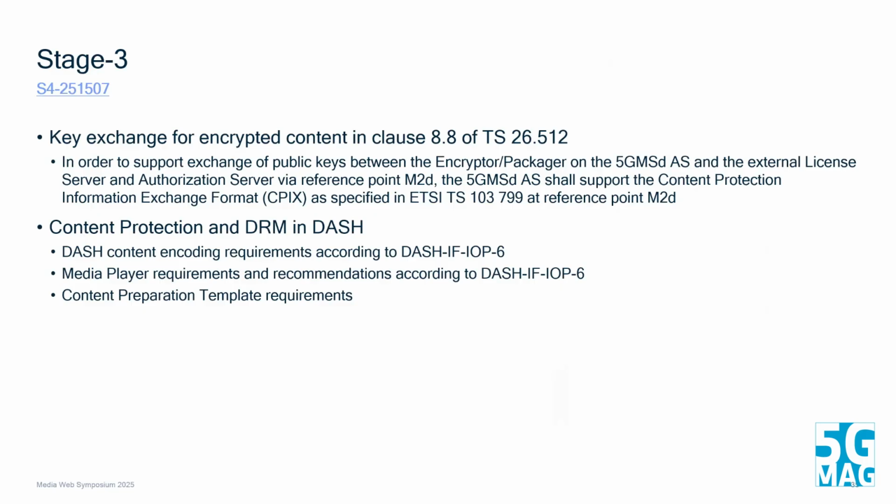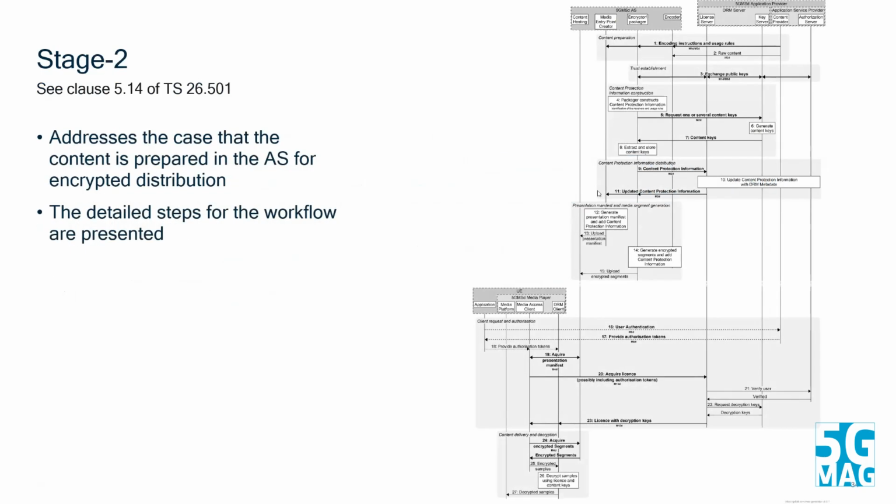What we basically say is, if you want to do key exchange and support all of this, you better implement CPIX, right? And if you want to support content protection and DRM, you better support what DASH specifies. We have also created some content preparation template requirements, meaning what you need to know to prepare the content, right? So that has been done. This at least is specified.